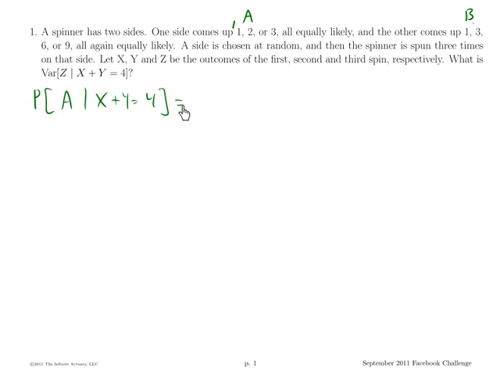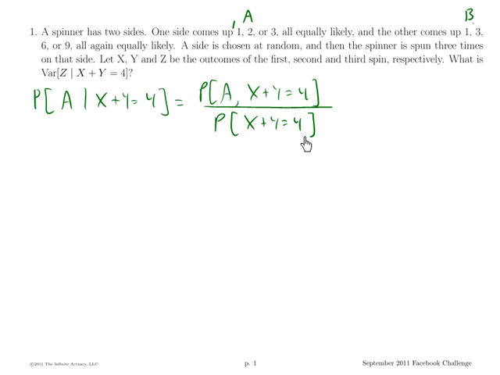Well, this is just an application of Bayes' theorem. I'm just going to use first the definition of conditional probability. The probability of A given this is the probability I have side A and X plus Y is equal to 4. And then I divide by the probability of what I'm conditioning on, the probability that X plus Y is equal to 4. My numerator, probability of having A and X plus Y being equal to 4, well, first I need to have A, which will have probability 1/2. And then I need X plus Y to be equal to 4, given that I was spinning side A.